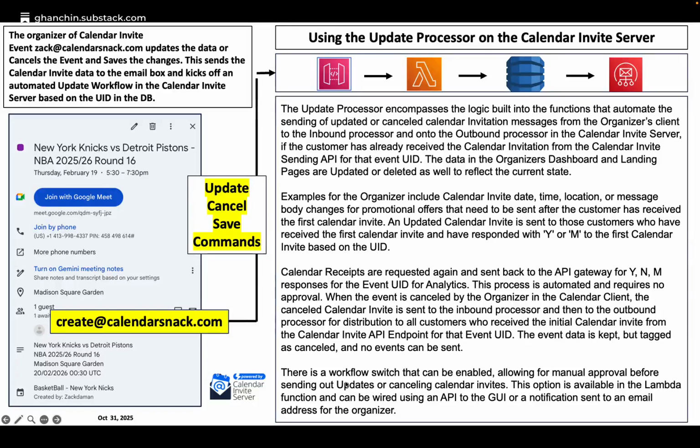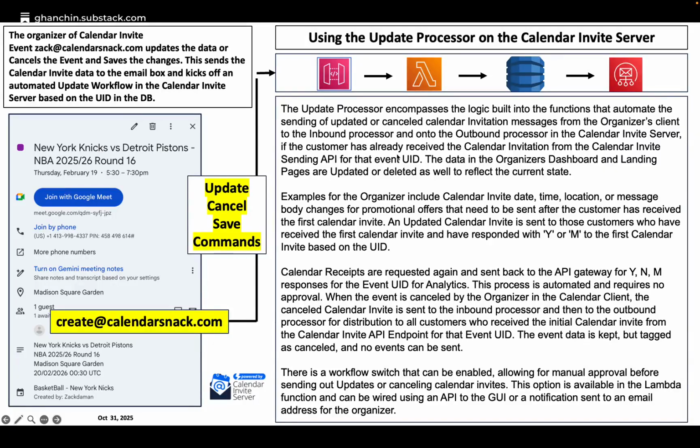And then essentially the update processor works for CRUD, create, read, update, and delete. So Zach, the organizer, is over here. If he was to change any of the game data, that gets pushed via edit and save. That UID is tracked and mapped in our process flow up here. And the update processor encompasses all the logic built into the functions that automate the sending of the updated or canceled calendar invite messages from the organizer's client to the inbound processor. The inbound processor passes that recommended action onto the outbound processor in the calendar invite server.